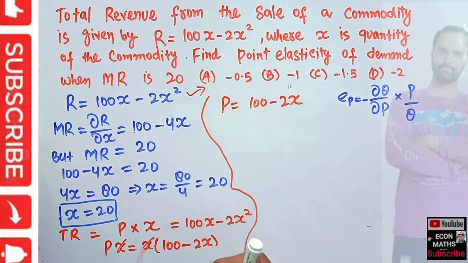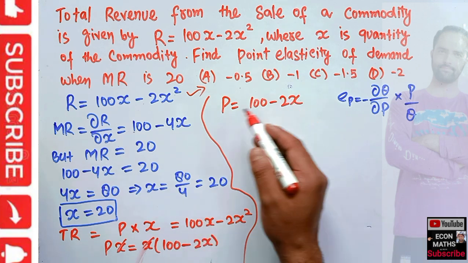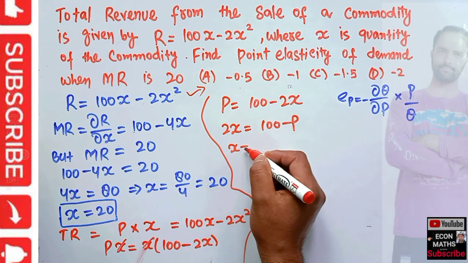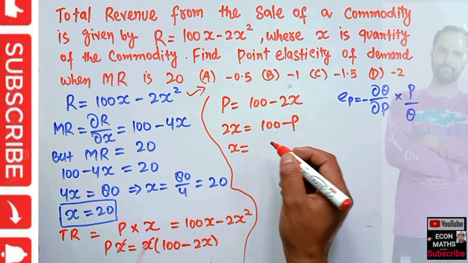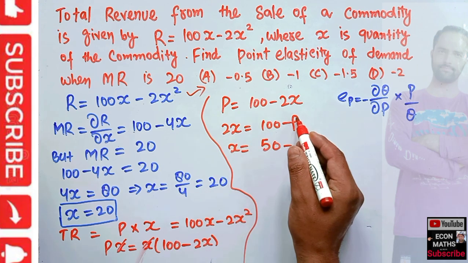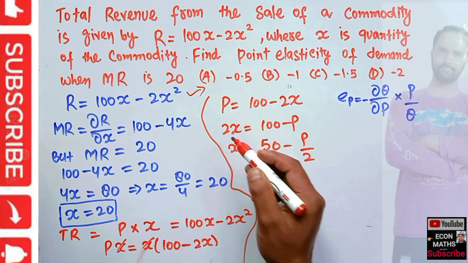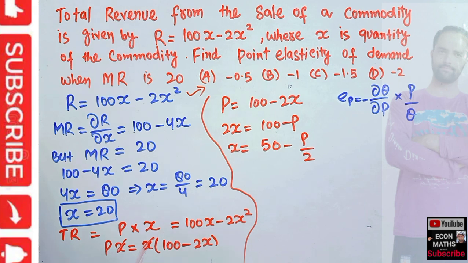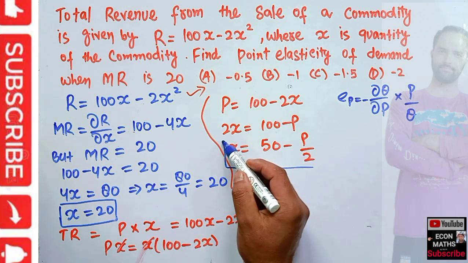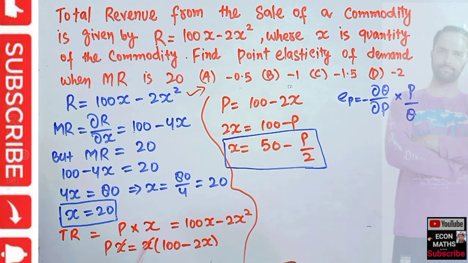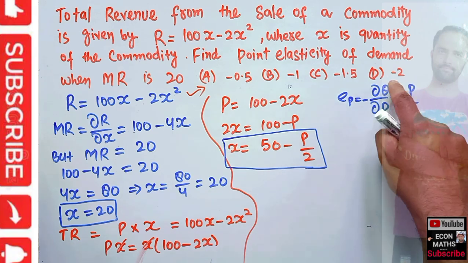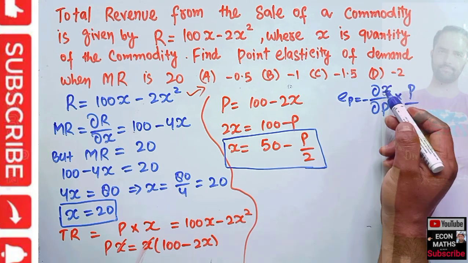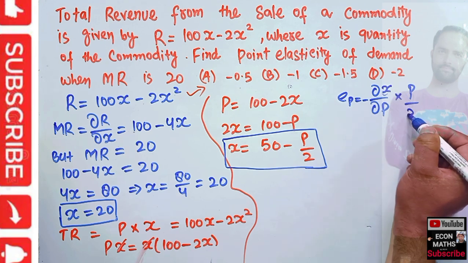Now we need to solve it for x. Transposing this 2x, we are left with 100 minus P equal to 2x, so x is equal to 100 upon 2, which is 50, minus P upon 2. This is our demand function. First we found the inverse demand function, then we wrote demand as a function of price, which is our normal demand function. We need to find dQ, and in place of Q we have x, since we have denoted output with x.